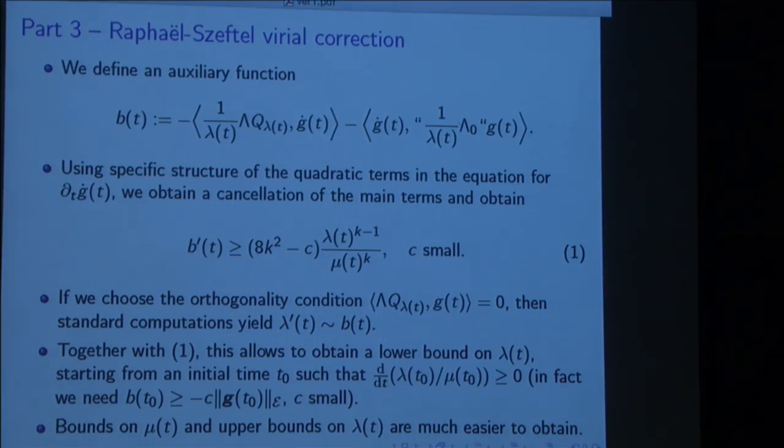This is a standard way. I have not specified yet how lambda is chosen. It is usually chosen using some orthogonality condition. So we can assume that. This is the way we choose lambda. We say that we'll choose lambda such that this is verified: that g of t is orthogonal to lambda q lambda. And by differentiating this condition, it is easy to obtain that lambda prime is essentially b up to some constant term.